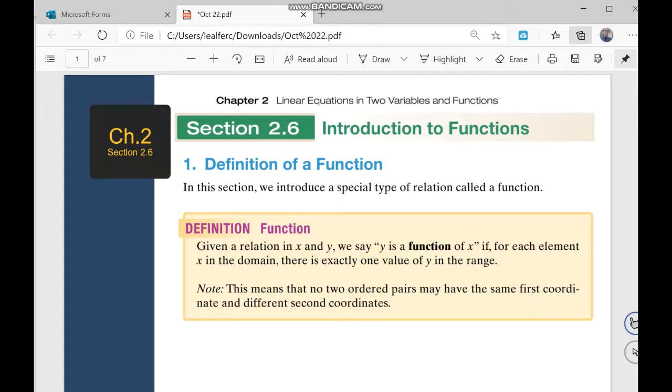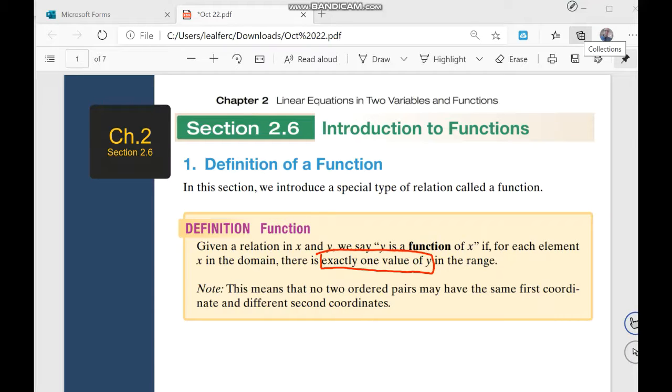A function is a special kind of relation, and I'm going to show you on the examples. But let us read the definition, and maybe you're not going to understand, and you will actually see clearly on the examples. Given a relation in x and y, we say y is a function of x if for each element of x in the domain there is exactly one value of y in the range. So the key words are: exactly one value of y. It's just one and only one value of y for each x.